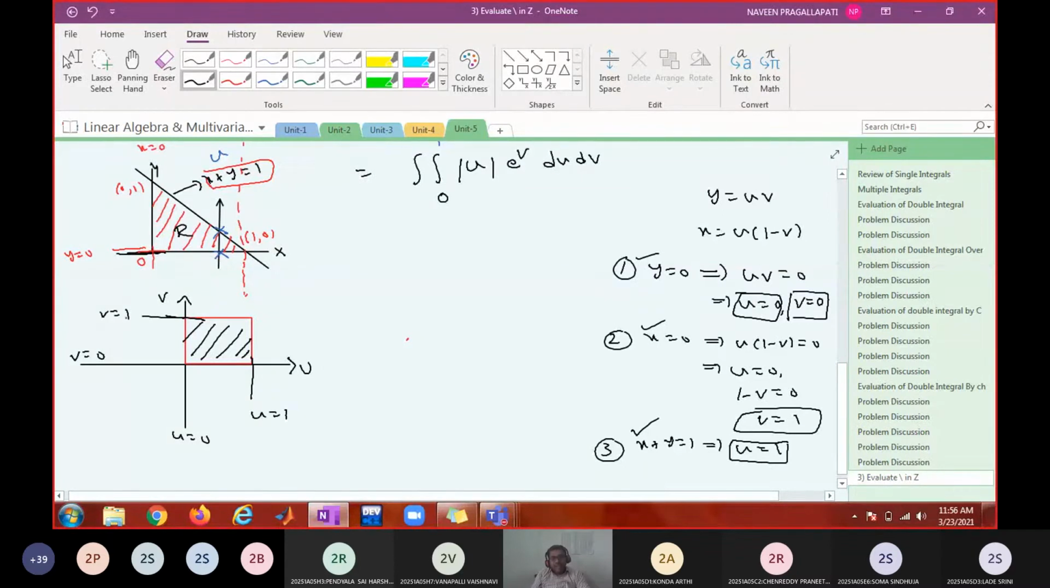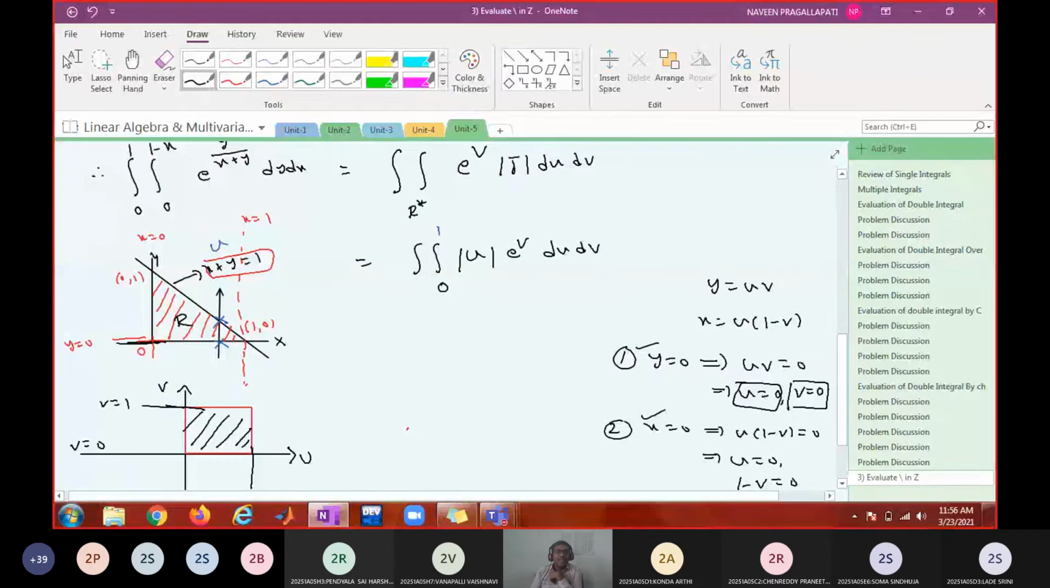So what we did is we identified the images of the boundary that is there in the xy plane. The triangle is the boundary in the xy plane. Its image in the UV plane becomes a rectangle because of these 4 equations. Now for a rectangular region, what will be the limits of integration? U varies from 0 to 1, and v also varies from 0 to 1. Because this rectangular region is in the first quadrant of the UV plane, modulus of u becomes u, e power v du dv.